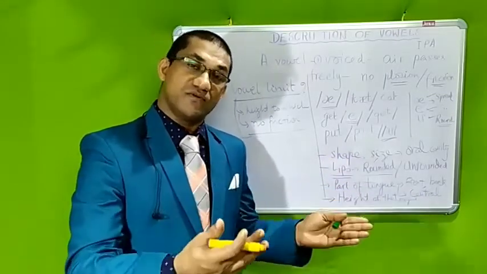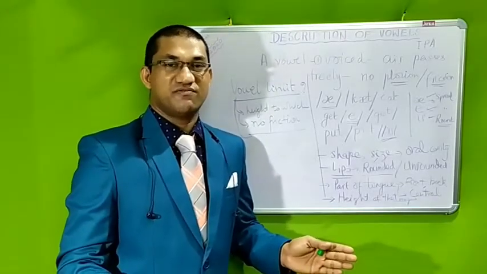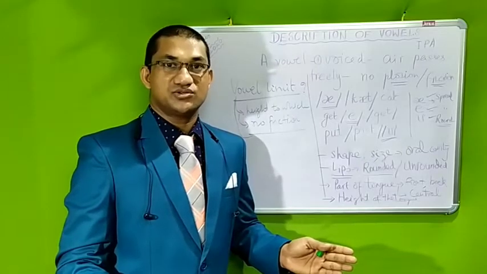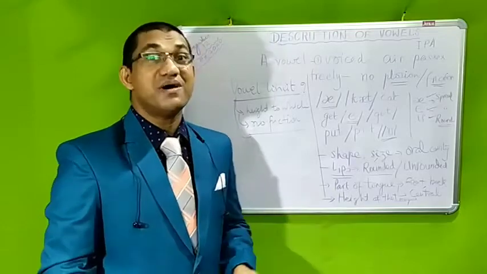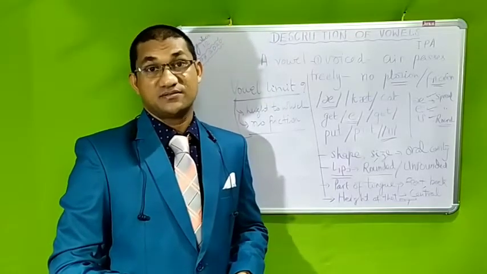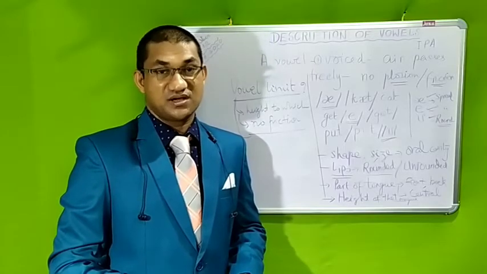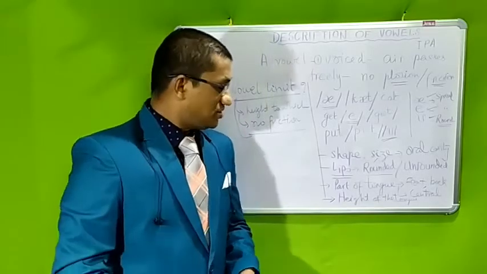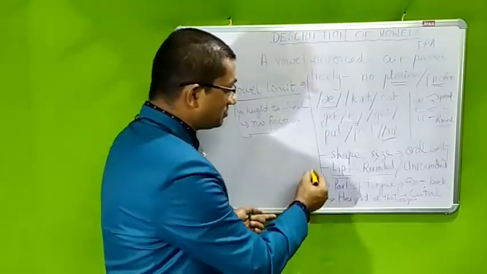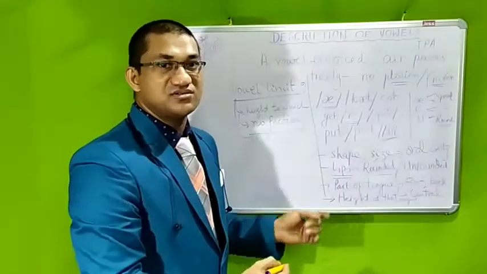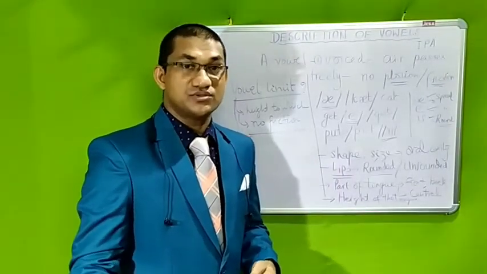Lips may be rounded or unrounded, and based on that, the nature of phonemes of English differ from one another, especially the vowel sounds. Next is, of course, the part of the tongue that is used, like the front of the tongue, the center of the tongue, the back of the tongue. And next is, of course, the height to which the tongue is lifted. So these are the most important factors that decide the nature of the vowel sounds, right?